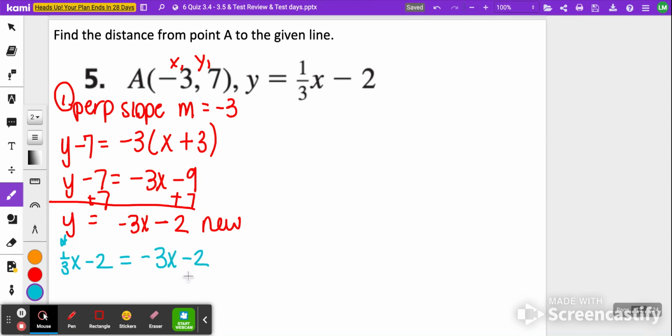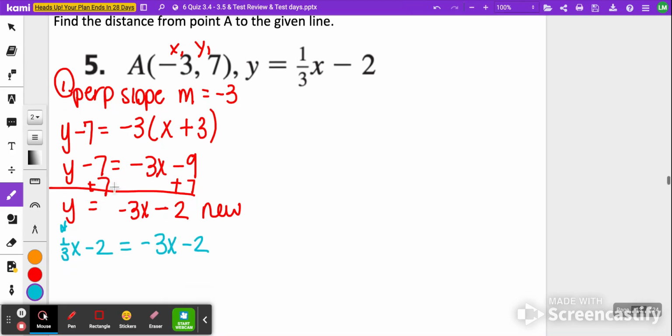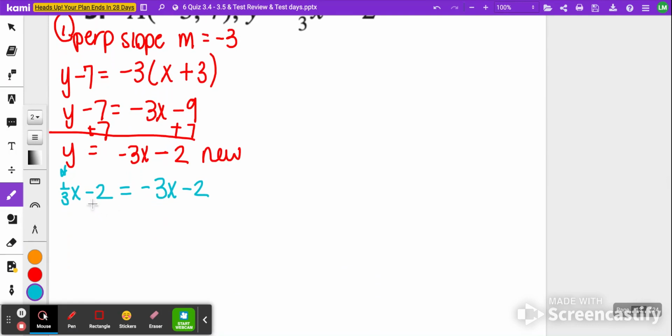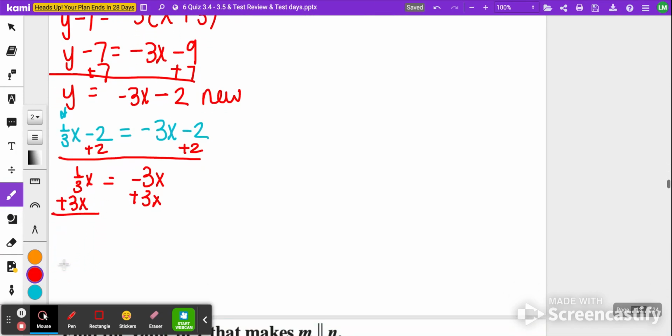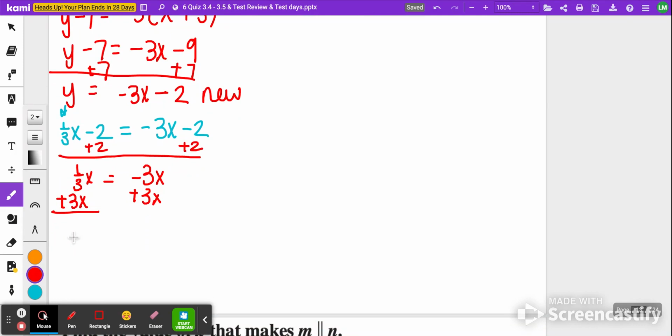One thing I probably would do here is you want to go ahead and get your x's to one side, or even your 2's. Maybe I would start with the 2's. If I add 2's to both sides, those are just going to give me 0. So I have 1/3 x is equal to negative 3x. That means I'm going to have to add 3x to both sides. And if you want to, you can say this is just 3 1/3, or 10/3. I'm going to say this is 3 1/3 x is equal to 0, because negative 3 plus positive 3 is 0, so that means x would also be equal to 0.